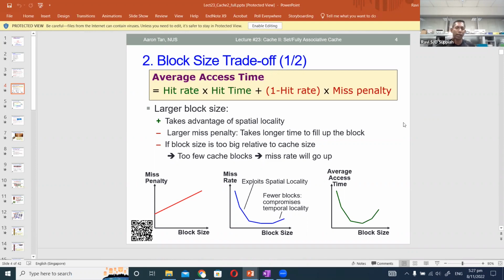That is what this slide is trying to explain. When my block size is too big, I hold fewer blocks. When I hold fewer blocks, there is a higher chance that I will miss, because of the temporal locality.